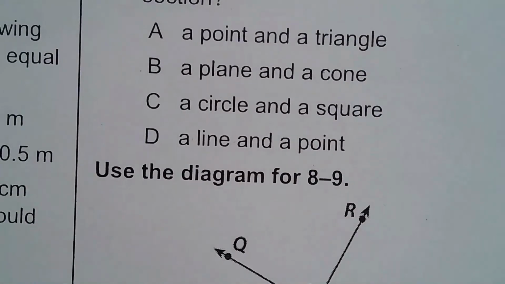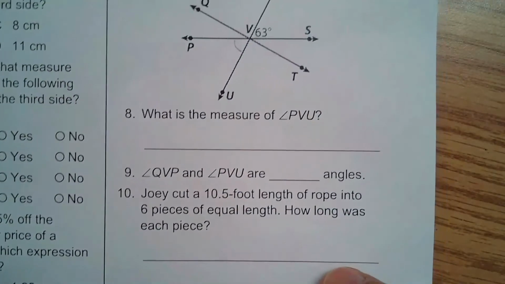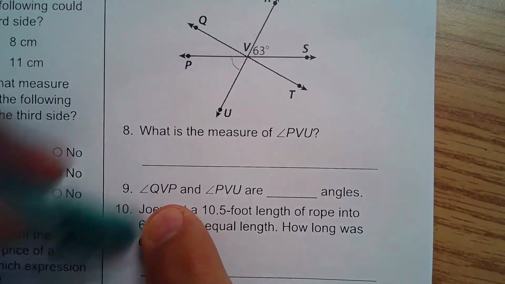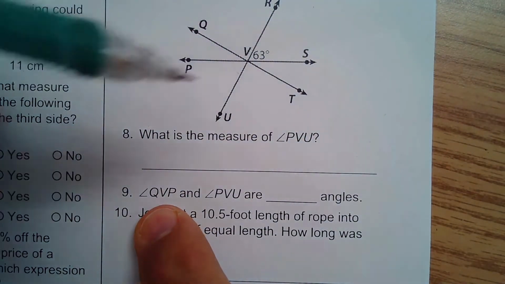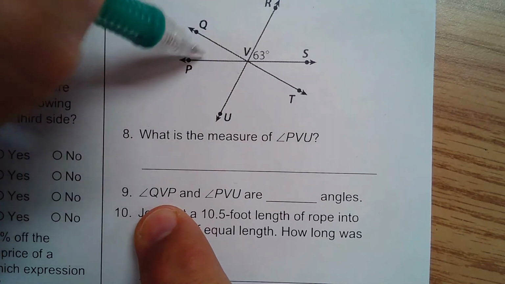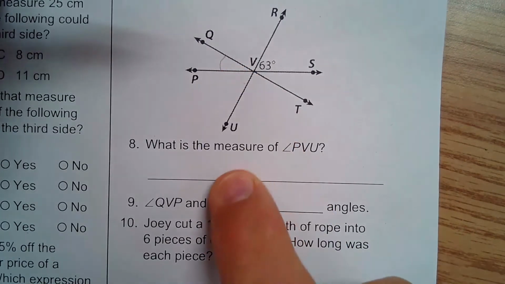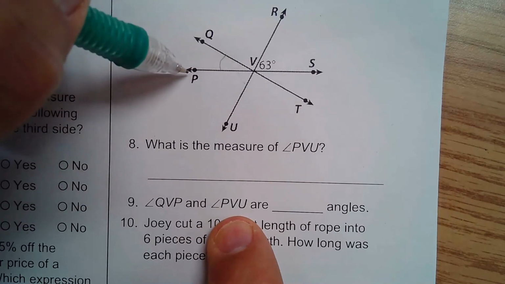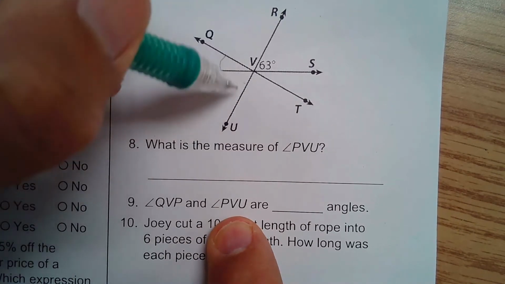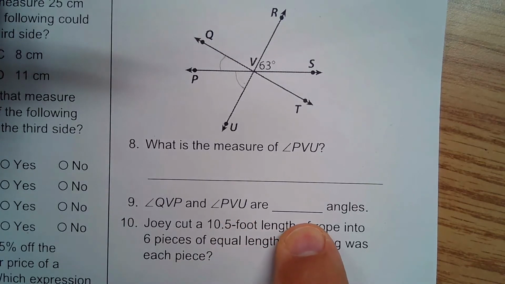Number 9, we have to use that same figure. I gotta zoom out a bit to get them both in there. The measure of, and I'll erase this here, the angle QVP, so we're talking about this angle. Notice how I just marked that right there. So I'm measuring that one. And PVU right here, they are what kind of angles?